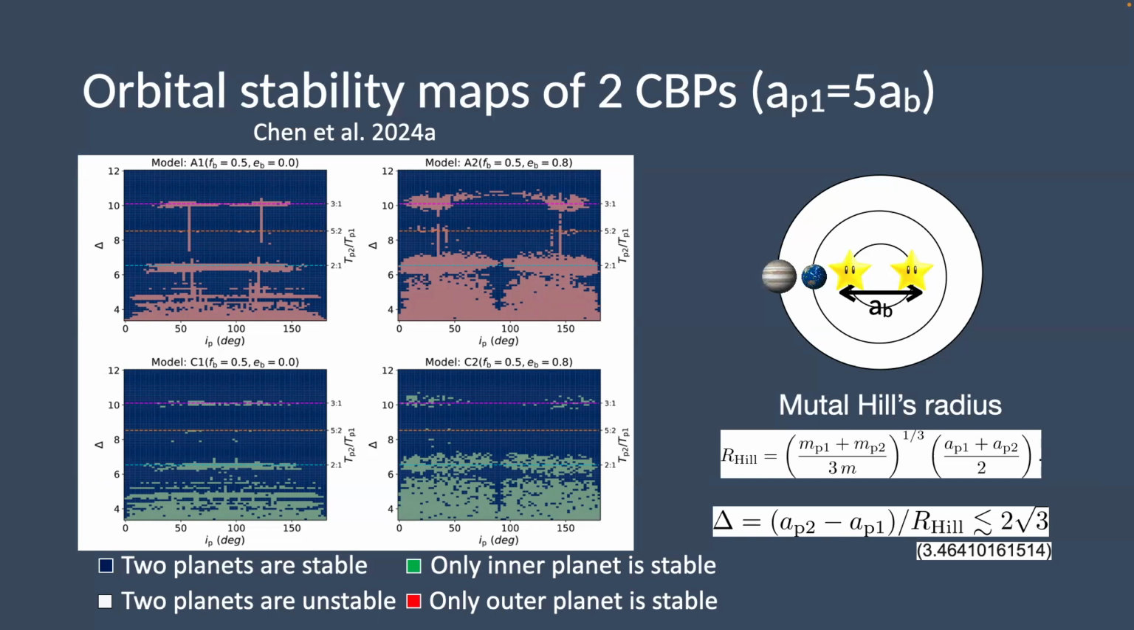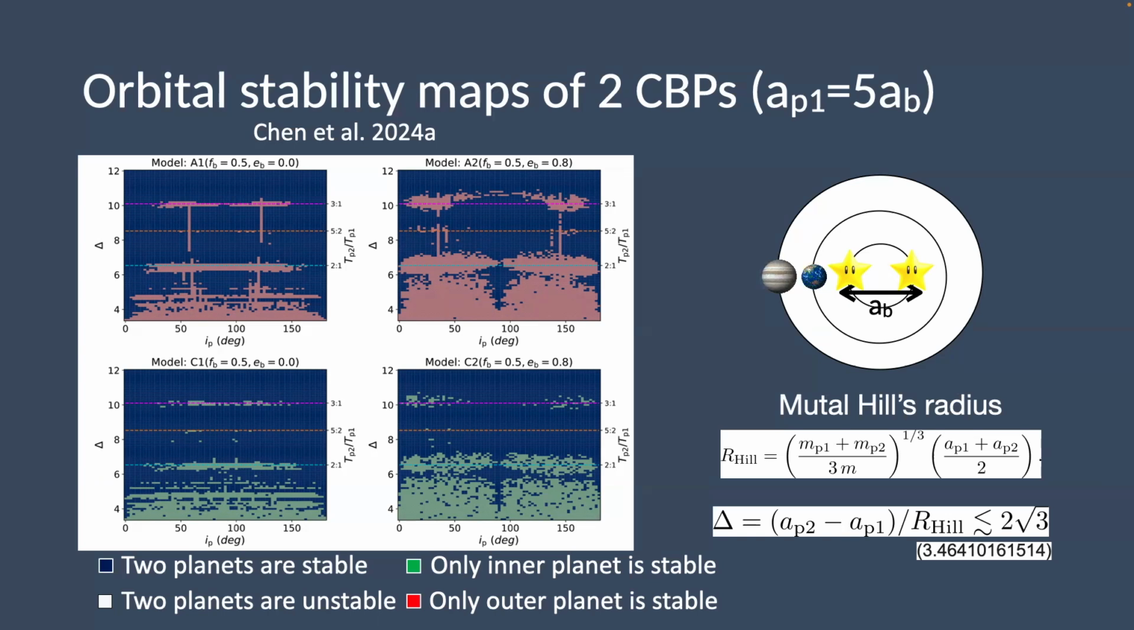However, if you have just a very small misalignment to the binary orbital plane, then it becomes unstable. This region can expand to 5, and the other unstable regions are the 2:1 and 3:1 resonance regions. In this case, you can see most of the stable planets are the outer planet, which means the massive planet can survive in this simulation.